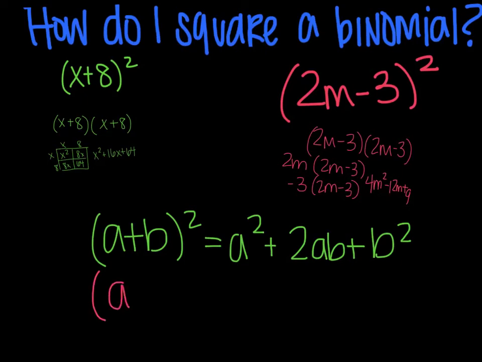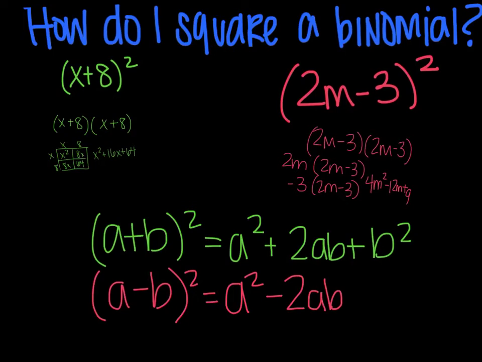The other one would be a minus b squared, and that will end up being a little bit different but similar. a squared minus 2 times your a and b, and then plus your b squared. And the reason that is a plus here is because your negative times a negative is a positive.